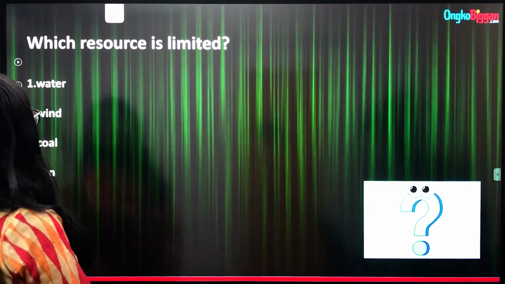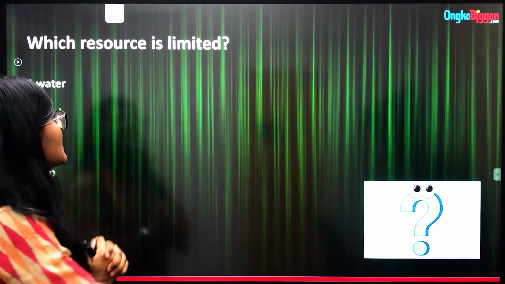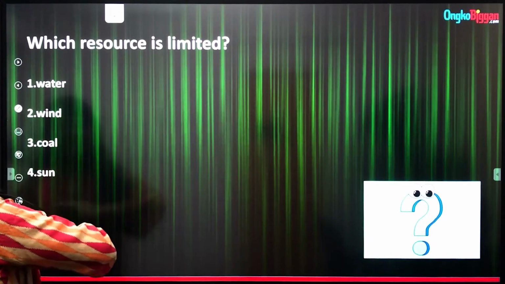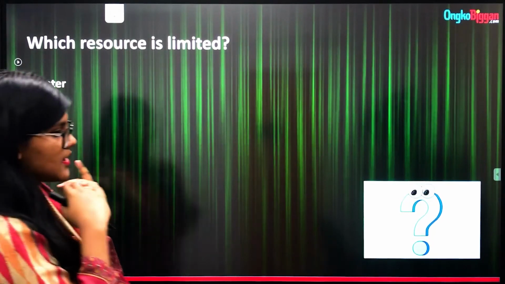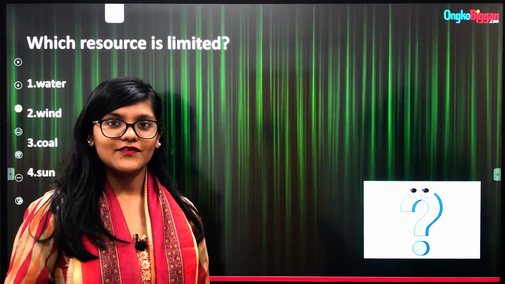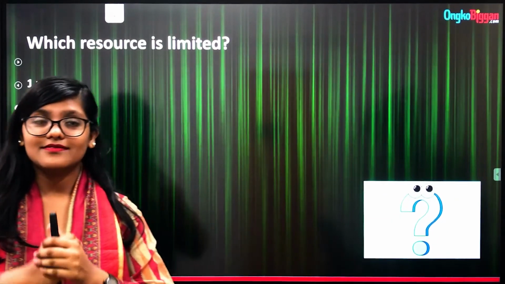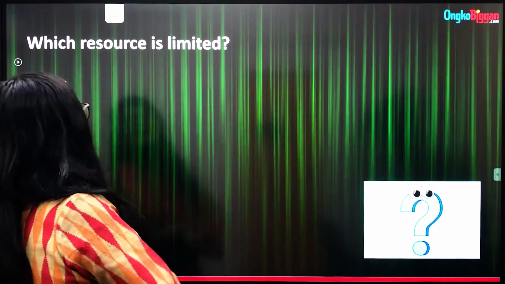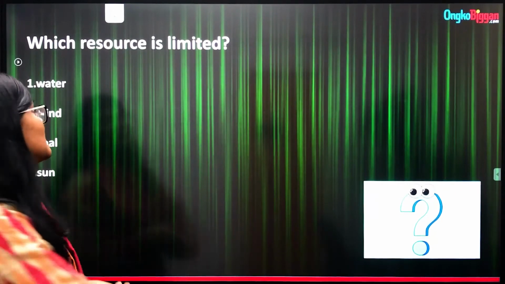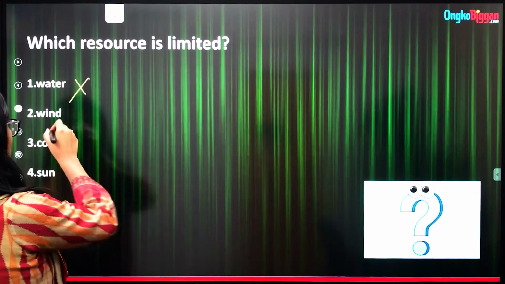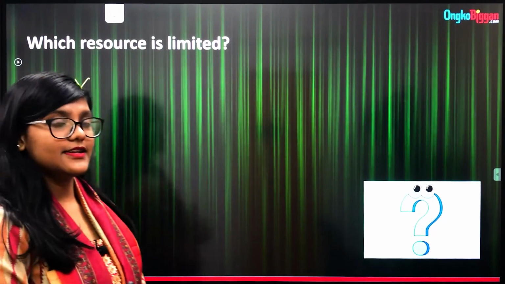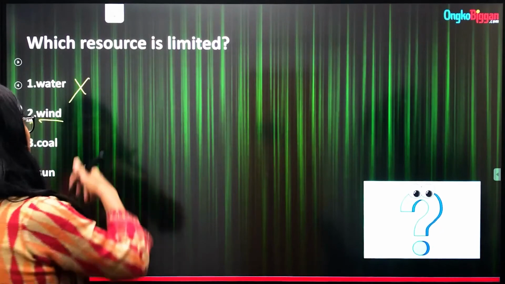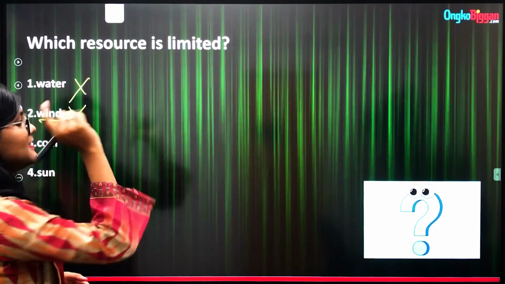Now we have another question: which resource is limited? We have water, wind, coal, sun. Firstly, water. Water is unlimited. We know that 3/4 of our environment is composed of water, so water can't be limited and will not be the answer. Then wind. The movement of air is called wind, so wind is also unlimited and can't be the limited resource.